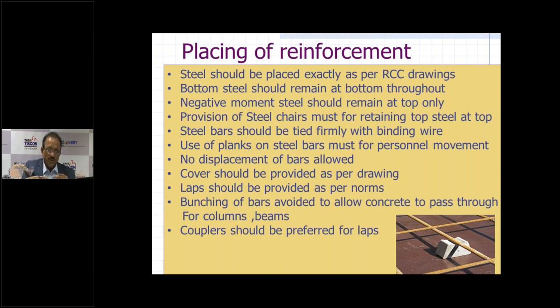These couplers join two bars together, and the coupler is not a very big one. It's hardly a 2 to 3 inch long piece which is threaded from inside, and the bar is also threaded, and the bar is connected through the couplers, and that saves a lot of steel quantity. It not only saves the steel quantity, because just imagine, in bending you have to provide roughly 60 to 65 times the diameter of the bar. That is the lap length you have to provide.